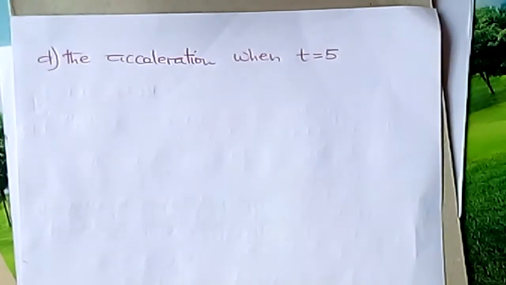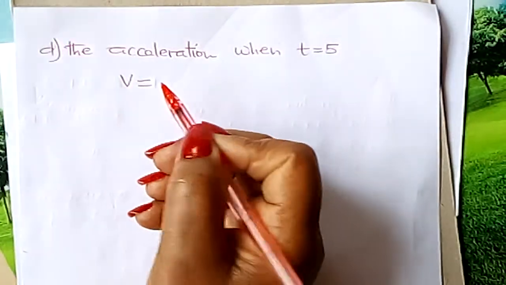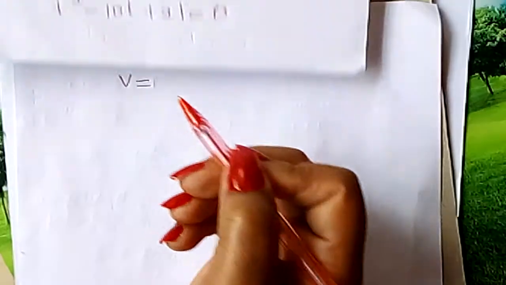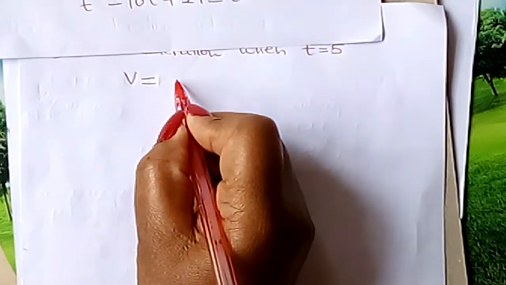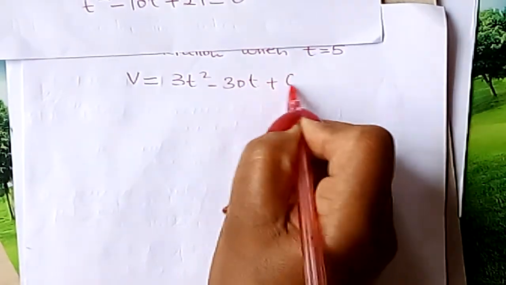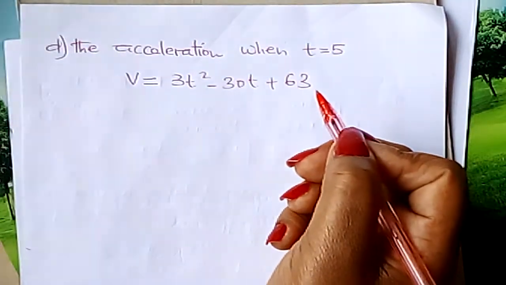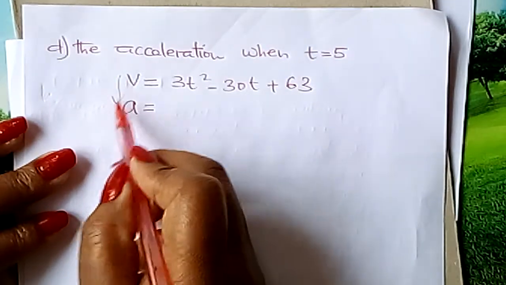Now, learner, we now go to the third part and the very last one. We are told to find the acceleration when t is 5. So the first thing that you do is to fix here the expression of velocity. What was the expression of velocity? The expression of velocity was 3t squared minus 30t plus 63. So to get acceleration, learner, you differentiate.